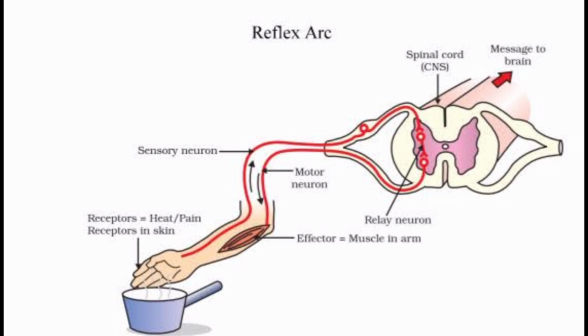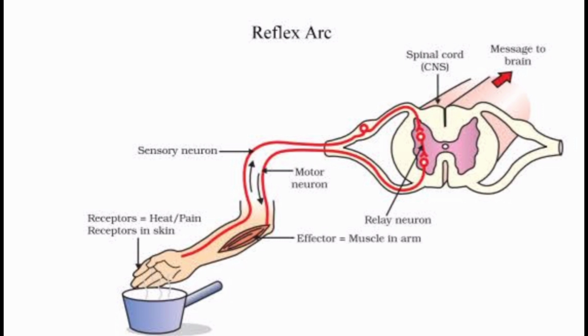This neuron transmits the message to the spinal cord. In the spinal cord, the impulse is passed to a relay neuron, which in turn passes it to the efferent neuron. The efferent neuron transmits the message to the effector, that is the muscle. The arm muscles contract and pull the hand away from the hot surface. So we can say the path taken by the nerve impulse in a reflex action is known as the reflex arc.